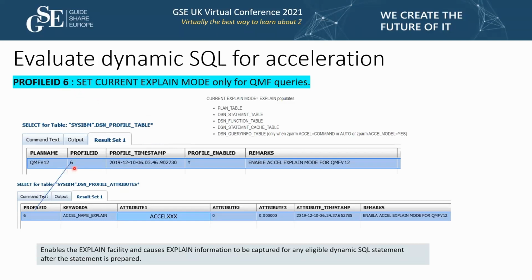So in the profile table, profile ID number 6, plan name, the QMF plan name, QMF version 12, and in the profile attributes, profile ID number 6, the keyword is ACCEL_NAME_EXPLAIN, and here in attribute 1, we just have to specify the name of your accelerator.